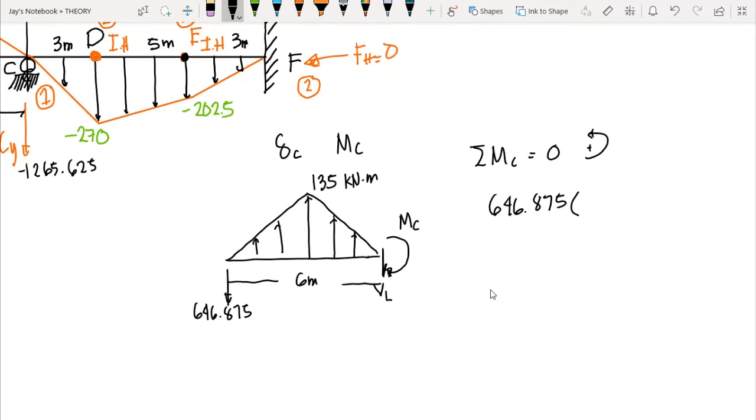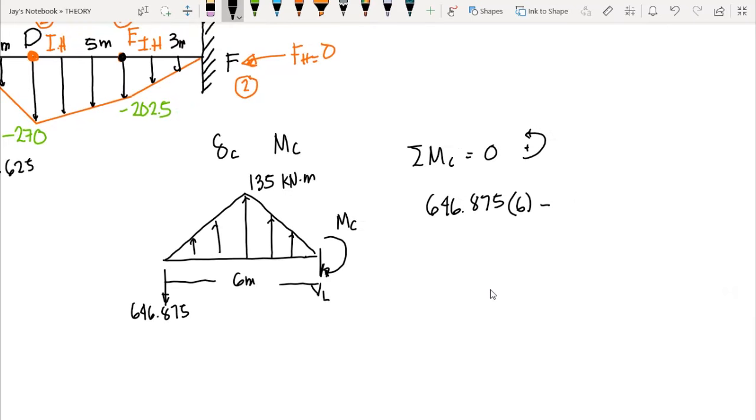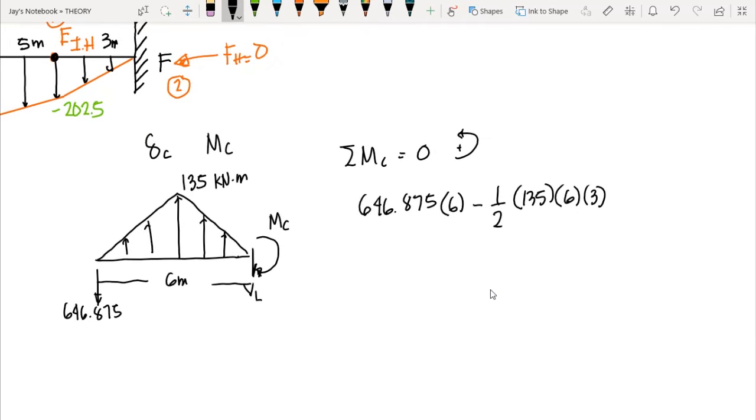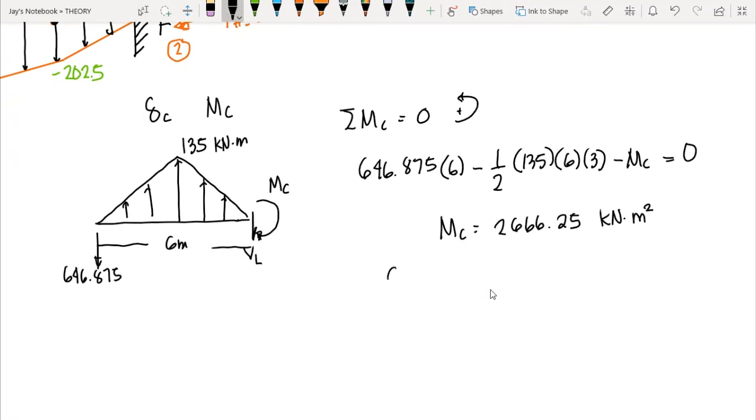646.875, then times 6. Then we have minus 1/2 of 135. So we set that as one triangle since this is symmetrical. So we have times 6, and the moment arm is 3. Okay, and of course, we have the moment. We have minus moment C is equal to 0. So we have our moment at C. The internal moment at C here is equal to 2666.25. So this is now the moment at point C, which is basically our deformation or deflection at C.